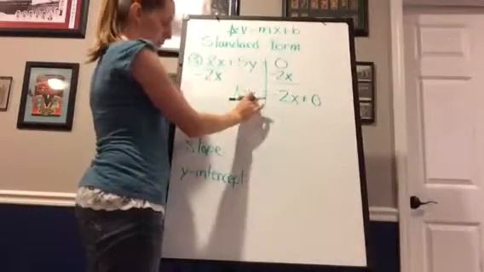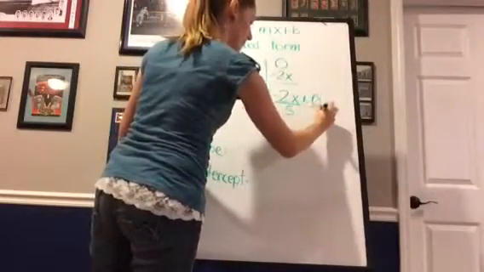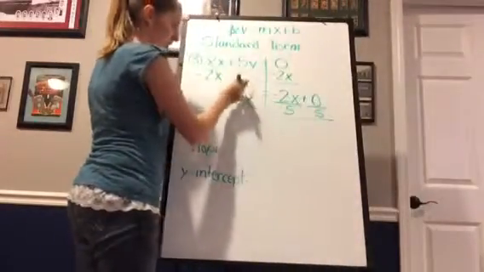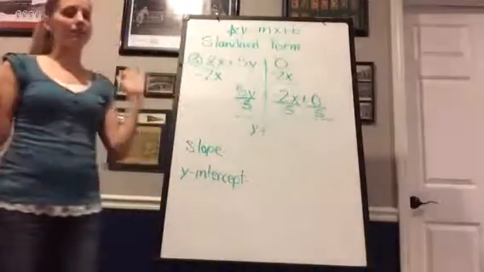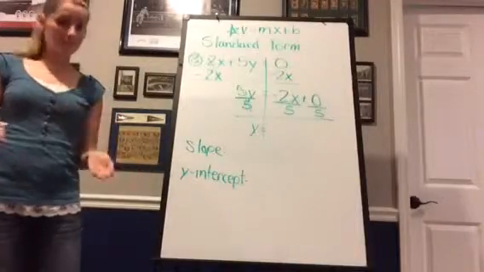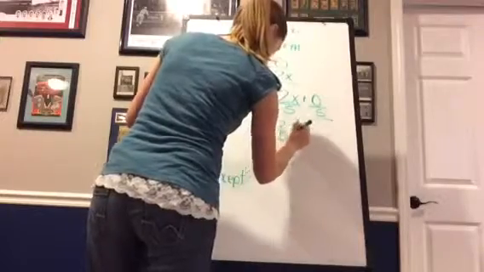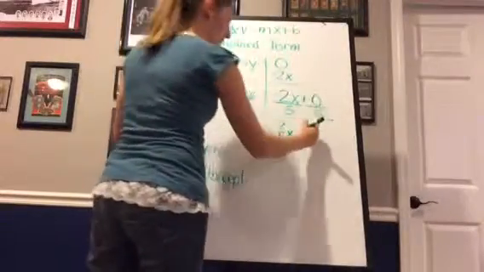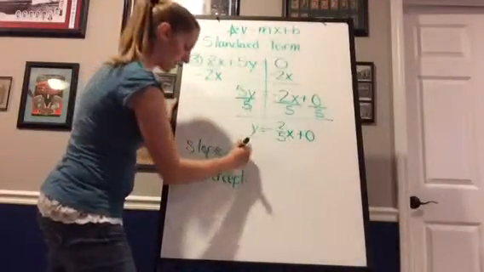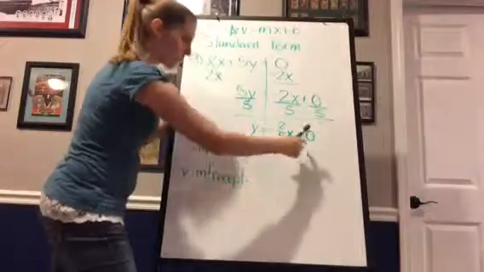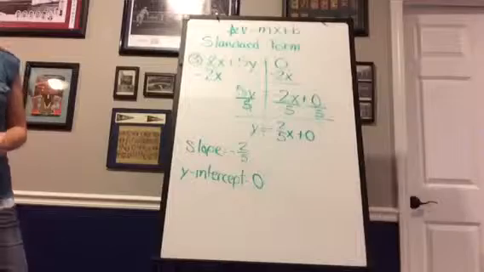So this is 5 times y. To cancel the 5, I just divide both sides by 5. Everything gets divided. So the 5's cancel. I get y equals negative 2 over 5. Can't divide it, and I can't simplify it. So I leave it. Negative 2 over 5 x. 0 divided by 5 is just 0. So my slope is what's in front of x, negative 2/5. And my y-intercept is that last number, which is 0. And that's our answer for number 3.